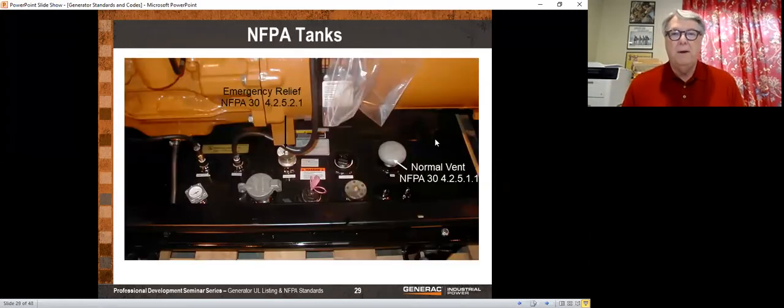Now here's the top of a tank, and we talked about that before. Over here on the right is your normal vent, kind of down on the bottom there, at least the bottom of the picture, not the bottom of the tank. Here's the emergency vent right here. This is just a spare opening. This is your sensor for fuel. Here's your fuel fill. There's a fuel level gauge.